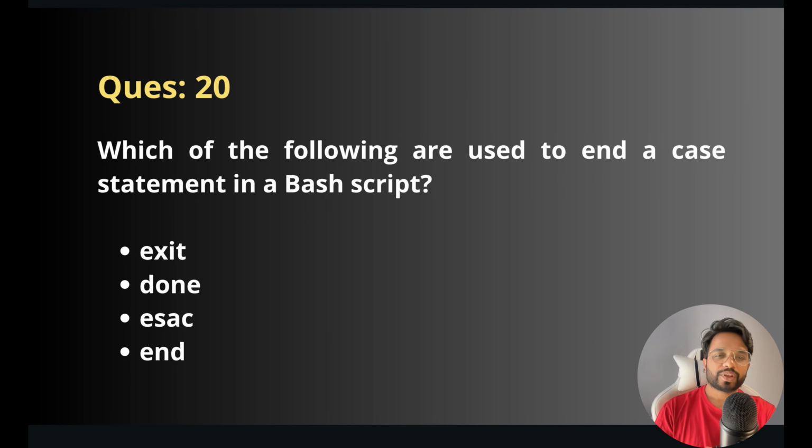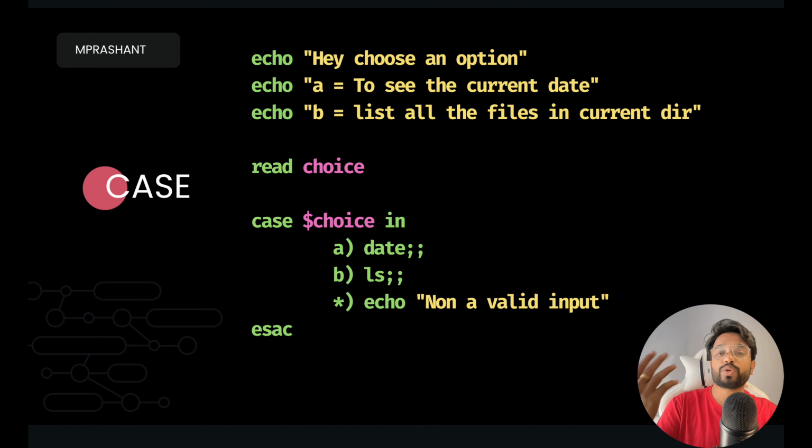Question number 20. Which of the following is used to end a case statement in a bash script? The answer is this one. It is just the reverse of the word case, which is esac. Here I am also showing a quick syntax or example of using case. For example, case starts with this and ends with esac, which is the reverse of the case string.